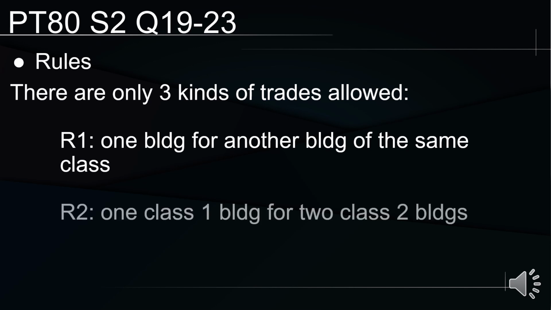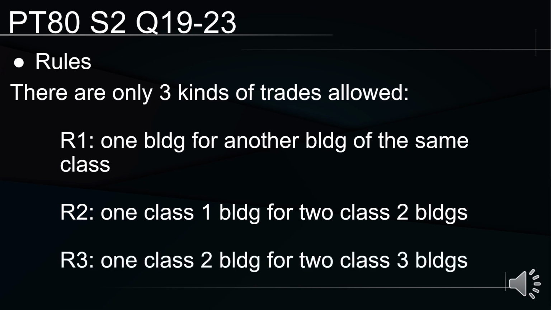The second kind of trade that is allowed, Rule 2, you can trade one Class 1 building for 2 Class 2 buildings. So I guess a Class 1 building is worth more, so to speak, than a Class 2 building, because you can buy one Class 1 building for 2 Class 2 buildings. So 1 is more expensive than 2. It takes 2 2s to buy a single 1.